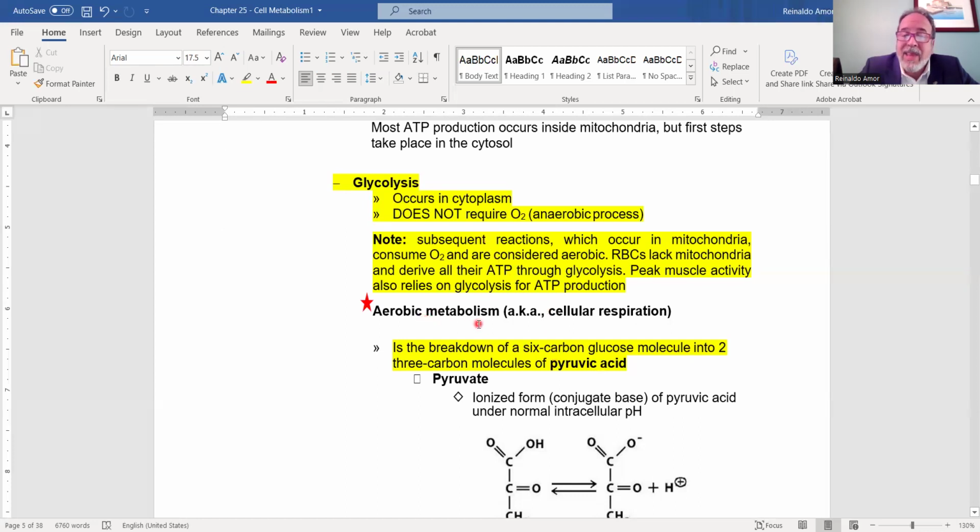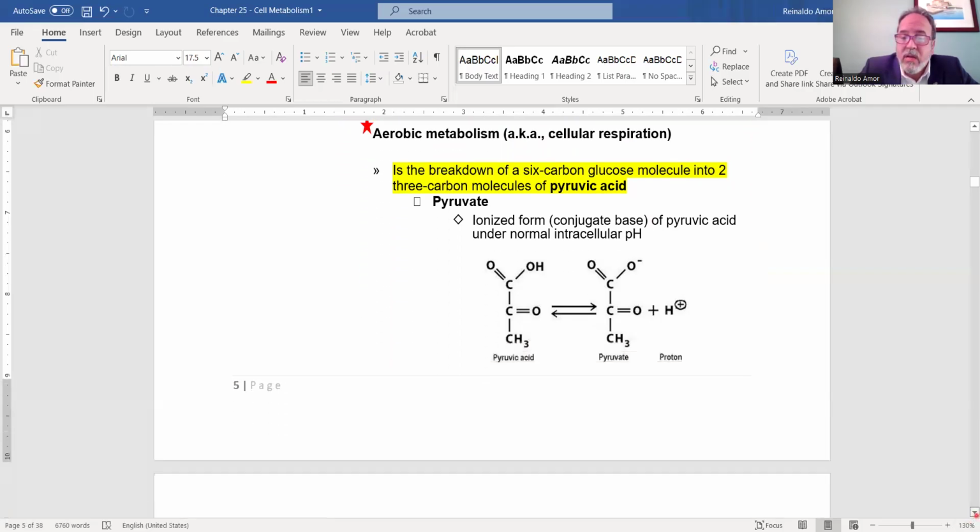Now, aerobic metabolism requires oxygen, and it's also known as cellular respiration. This happens in the mitochondria. Okay. But first, we're going to talk about glycolysis, and then we're going to move on to the mitochondria. Okay. So let's continue here.